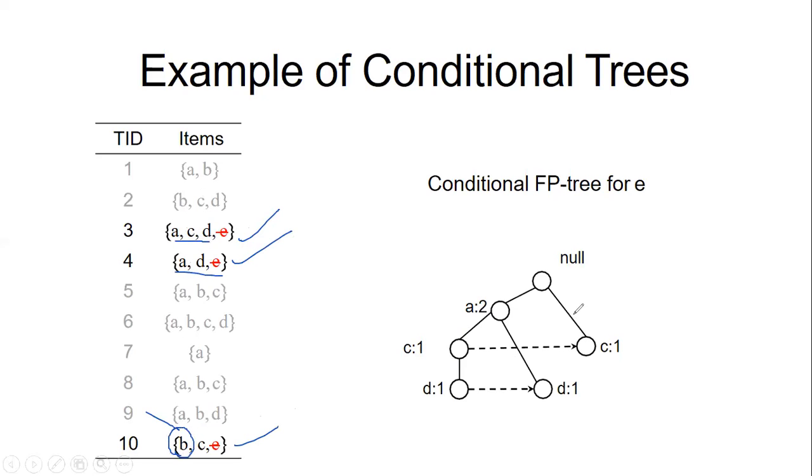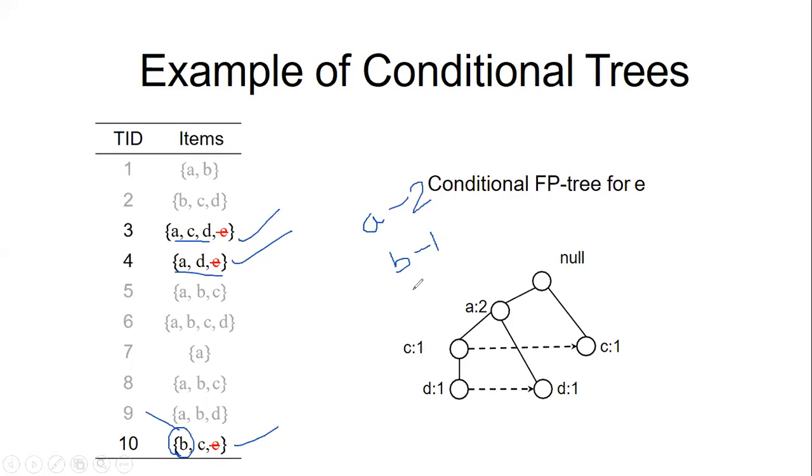B is only 1 time. Okay, A, how many times? A is 2 times.